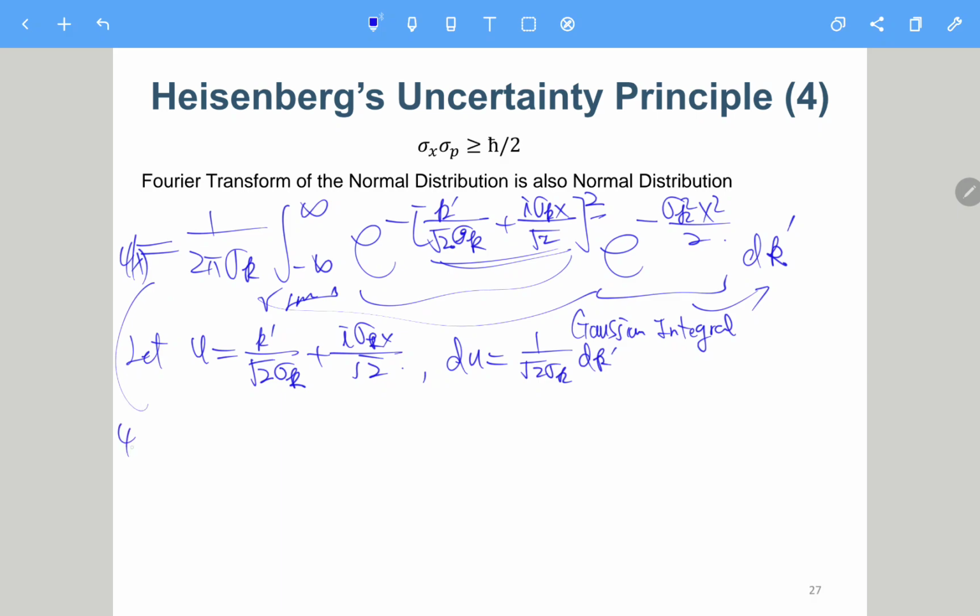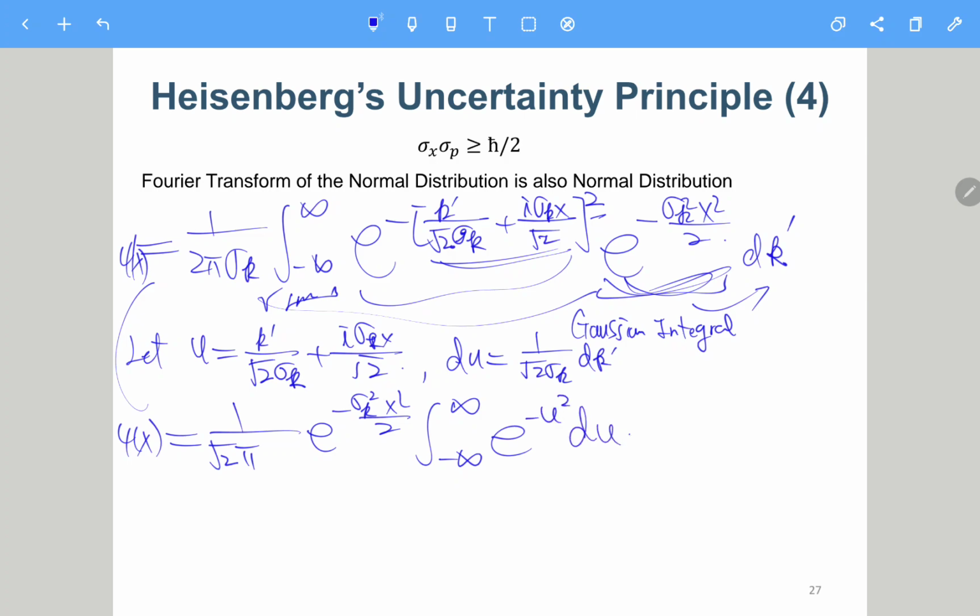So this one, phi(x) equals 1 over square root of 2 pi, and then exponential to this one. This one, we move it to the front, so it becomes negative sigma_k squared x squared over 2. And then the integration becomes negative infinity to infinity, exponential to negative u squared du.